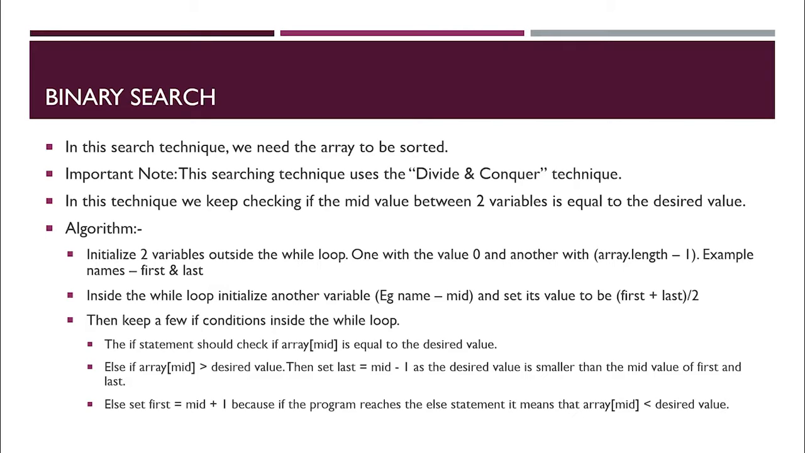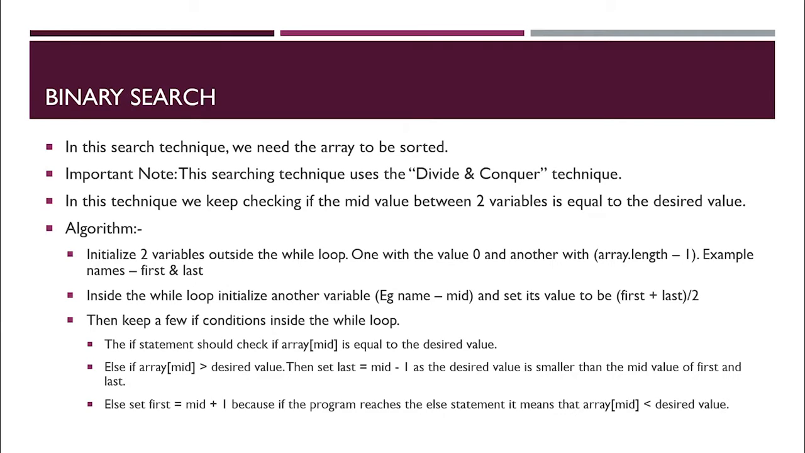Now, inside of the while loop, we have to initialize another variable. The name I prefer using is mid, and its value will be first plus last divided by 2. It's important to keep this variable inside of the while loop because the values of first and last will keep changing as we keep searching the array. So that's why it's important to initialize it inside of the while loop and not outside of it.